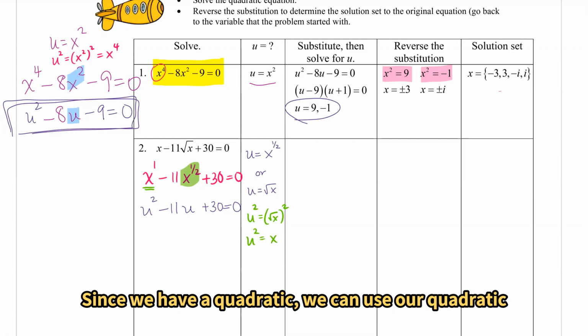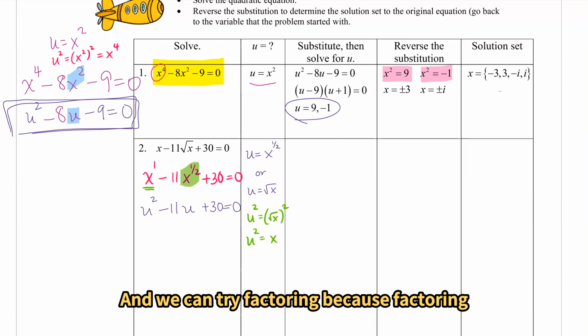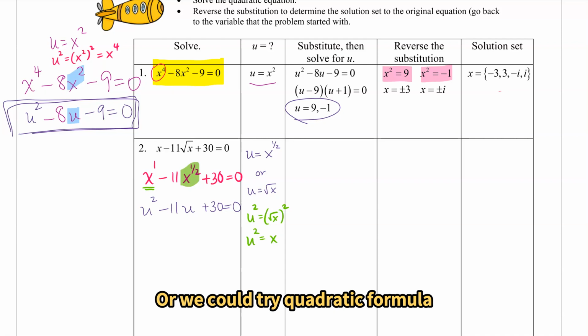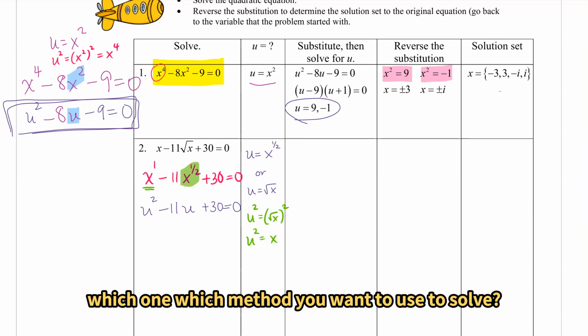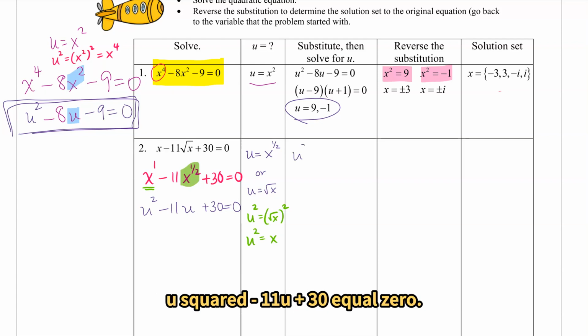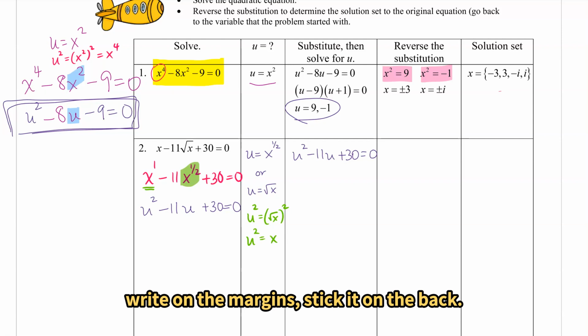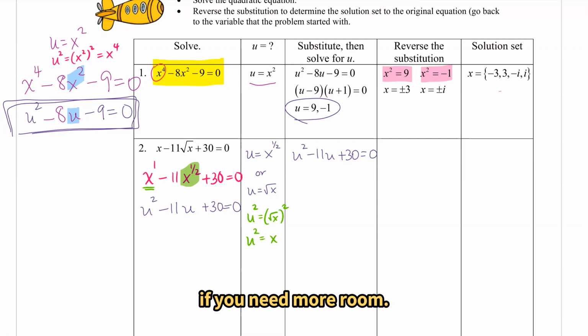Since we have a quadratic, we can use our quadratic solving techniques: quadratic formula, completing the square, possibly factoring. We can try factoring because factoring tends to be the fastest of the solving methods. Or we could try the quadratic formula because it always works. It's really up to you which method you want to use to solve. So I have u squared minus 11u plus 30 equals 0. If you need more room, pull out a piece of paper, write on the margin, stick it on the back. I know these boxes don't tend to be very big. You're welcome to write it on your own paper if you need more room.